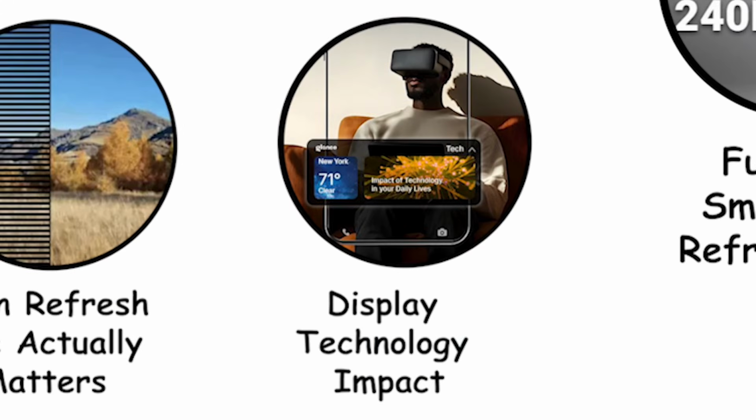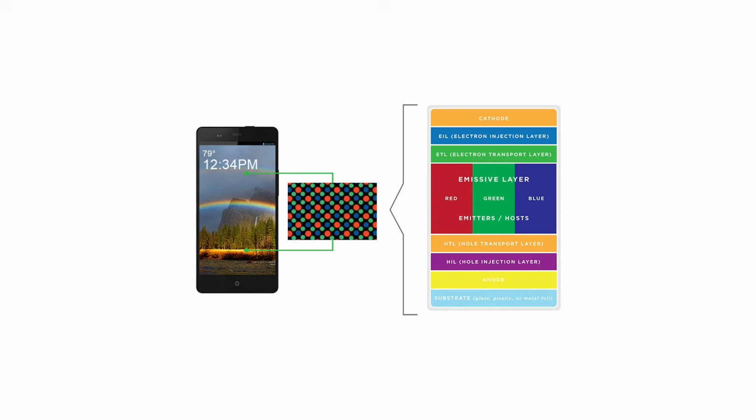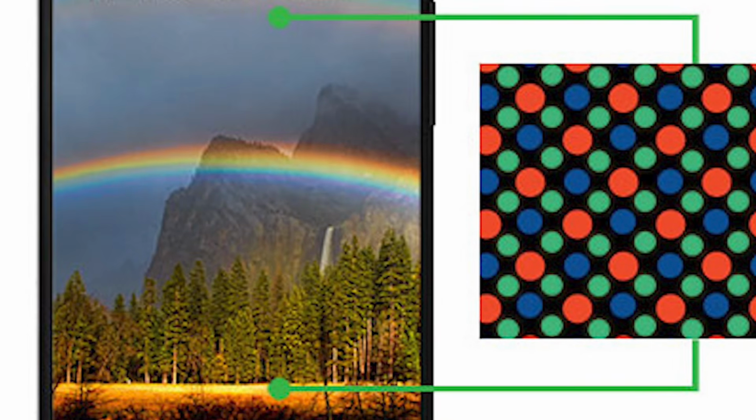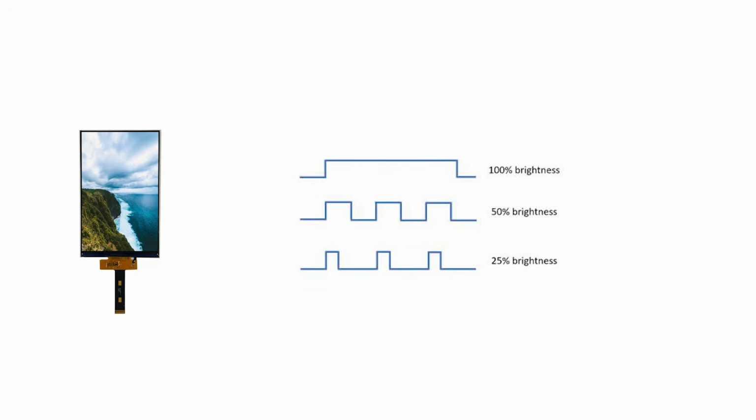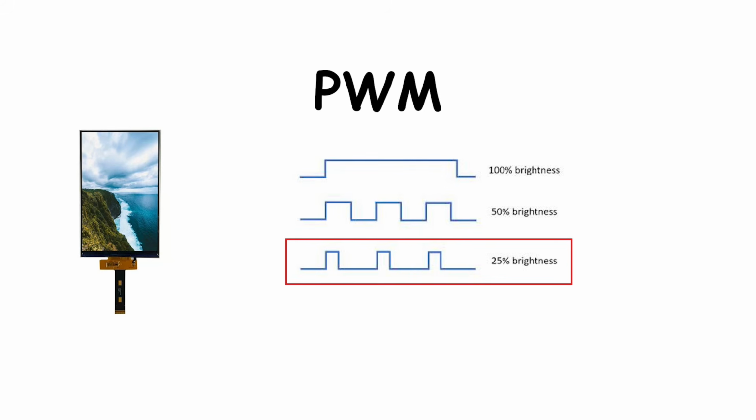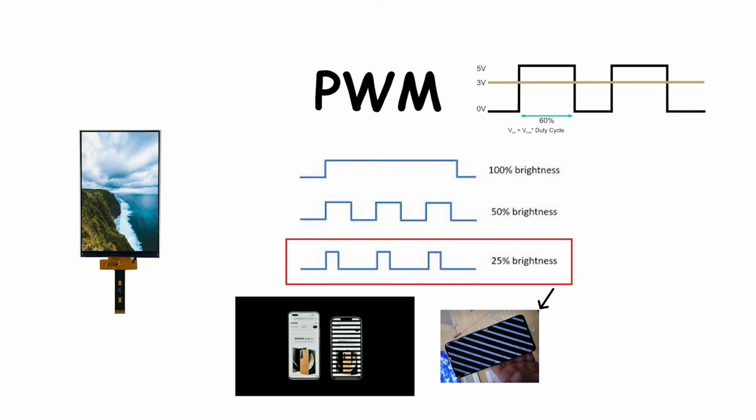Display technology impact. The type of display technology determines how well a panel handles high refresh rates. Organic light-emitting diode, or OLED, screens have extremely fast pixel response times because each pixel emits its own light directly. This allows crisp motion even at 120 Hz or higher. However, OLED panels often use pulse width modulation, or PWM, dimming to control brightness. At lower brightness levels, the rapid on-off flicker of PWM can cause visible flicker or eye strain for some users, especially when combined with high refresh frequencies.